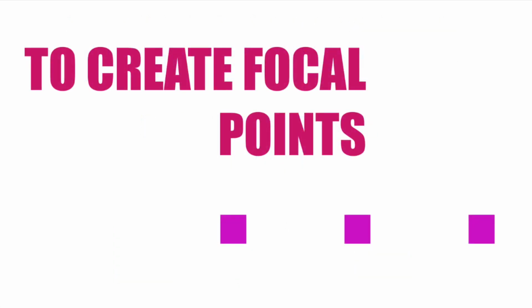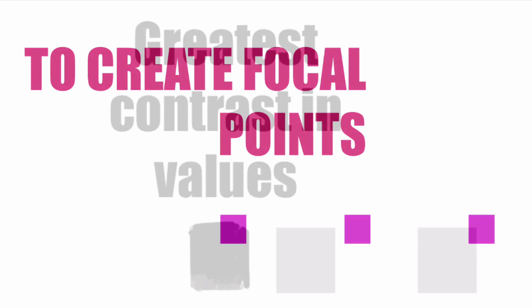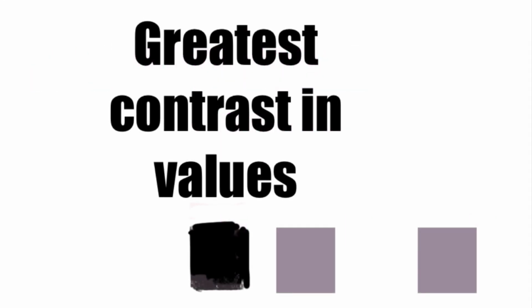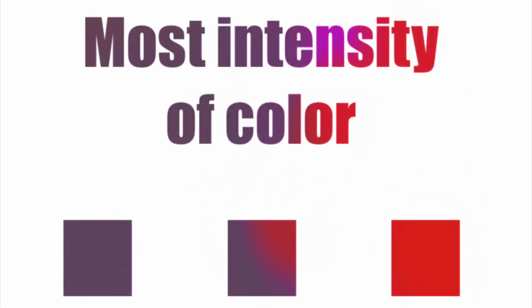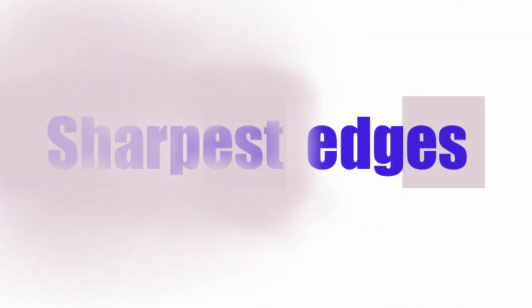So let's look at the first rule. In order to create a focal point, which again is a place where you want the viewer to look, and have their eye wander around to the places you want them to see, you need to have an area that has the greatest contrast in value. That is a key component. The next thing you'll need is the most intensity of color. And if you have the greatest contrast of value and intensity of color in one place, they will look there. And thirdly, you want to have the sharpest edges in the same place as the other two happen to be.